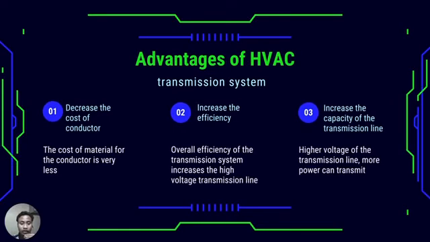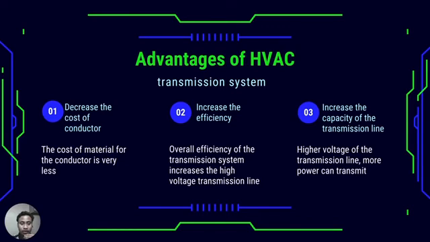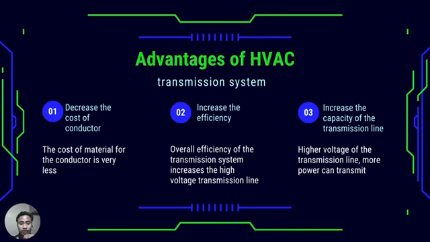Next, advantages of HVAC transmission system. First, decrease the cost of a conductor. The voltage of the transmission line is inversely proportional to the cross-sectional area of the conductor. The cross-sectional area of the conductor for a high-voltage transmission line is very small. As a result, the conductor material cost is very low. Second, increase the efficiency. The current decreases at high voltage. As a result, the line copper loss decreases. As a result, the high voltage transmission and total system efficiency improves. That increases the capacity of the transmission line. More power can be transmitted on a transmission line with a greater voltage.